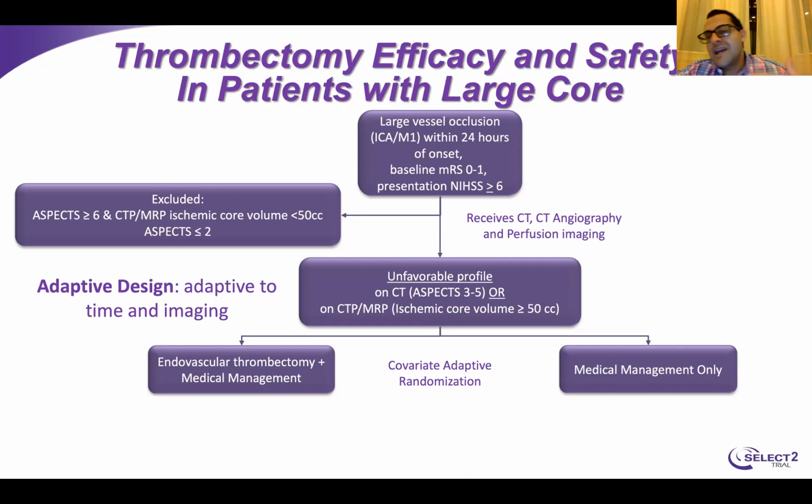I'm sure you know the NIH stroke scale is very heavy on the anterior circulation, and it gives only a few points for posterior circulation. So we would have to enroll patients, and even for their follow-up, we need something else besides the NIH stroke scale. We need better scales for enrollment and for follow-up.